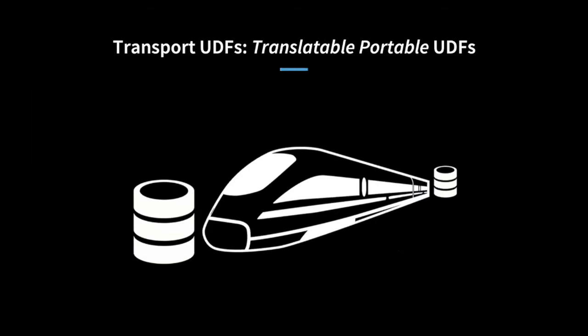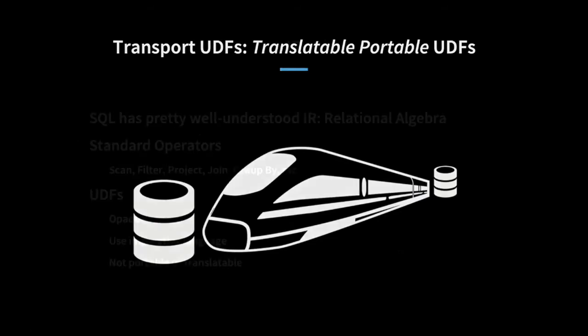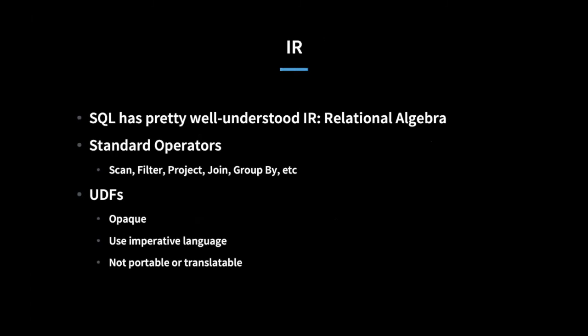So now we move on to the other part of the view virtualization ecosystem, which is transport UDFs. As we have seen in the previous slide, SQL has a pretty well understood IR, which is relational algebra, where we can represent operators in standard ways using scans, filters, projects, joins, group by operators, and so on. However, UDFs don't really follow this pattern. They are opaque, they use imperative language, and they are not portable or translatable.